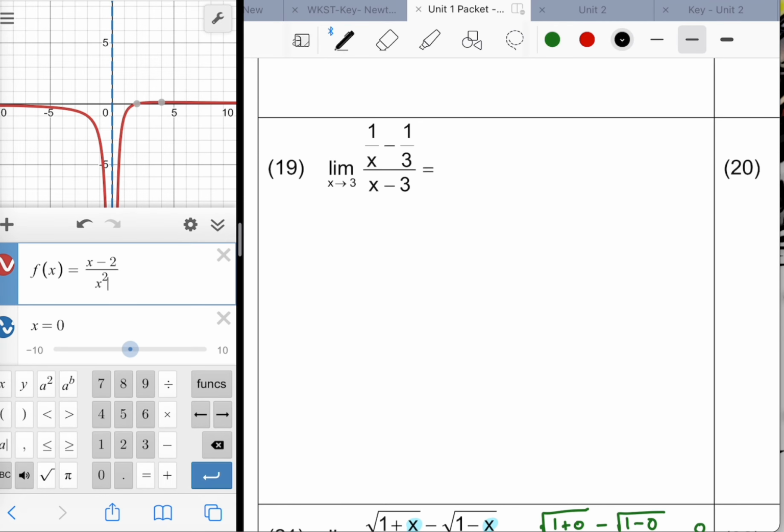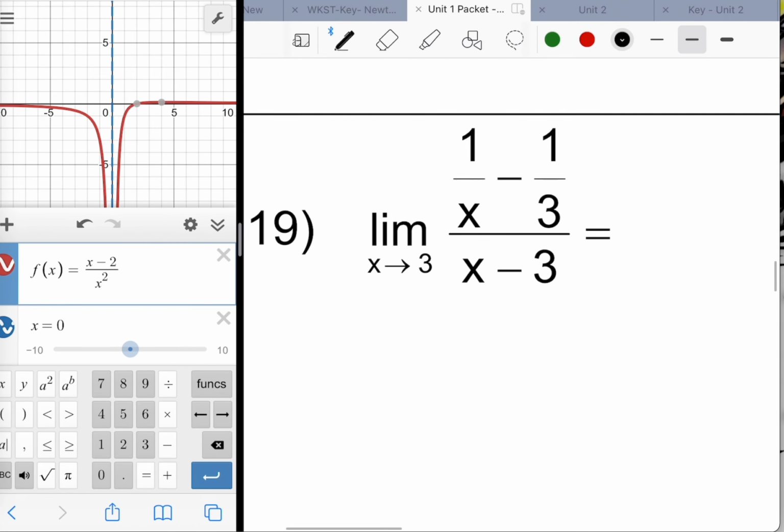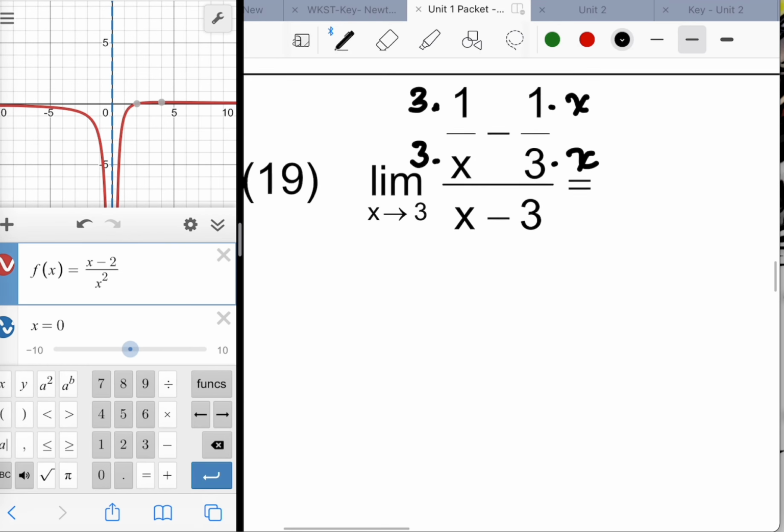So for number 19, folks, fraction over a fraction. Couple of ways to handle it. One way would be to clean up the numerator here. Another way would be to clear out all the denominators. I don't want to waste too much of your time, but I'll just pick one way and go with it. Most people will get a common denominator for the numerator and just go from there. So I'm going to multiply top and bottom by 3. Multiply top and bottom by x. All right. So we're looking at 3 minus x over 3x over x minus 3.